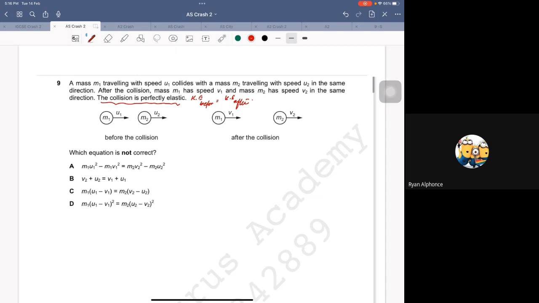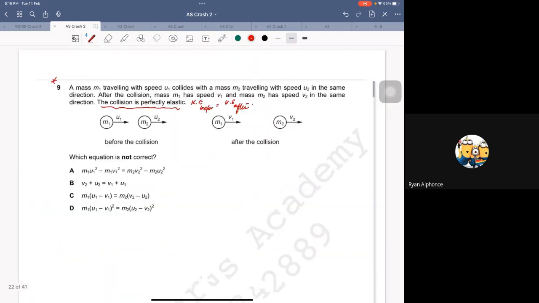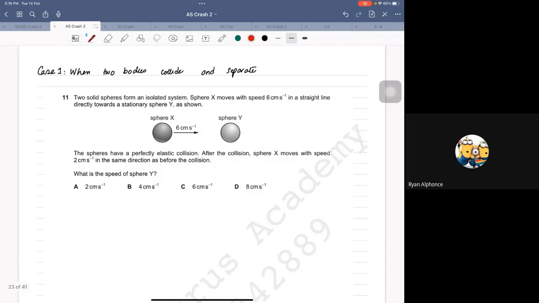First of all, when you see the equation, in fact it says which equation is not correct. We'll come back after we've done the elastic one because this relates to that. So just keep it for later. We're going to come back to this in a bit. Okay. All right. Let's go here.